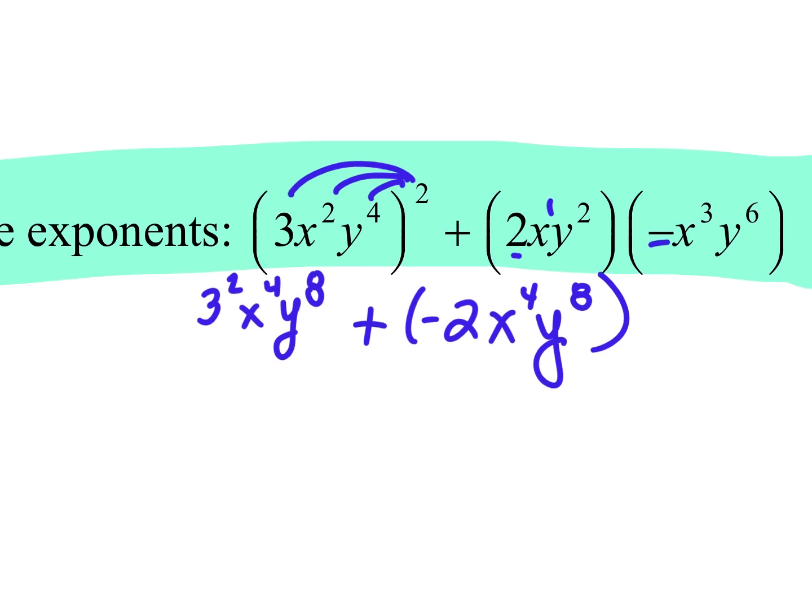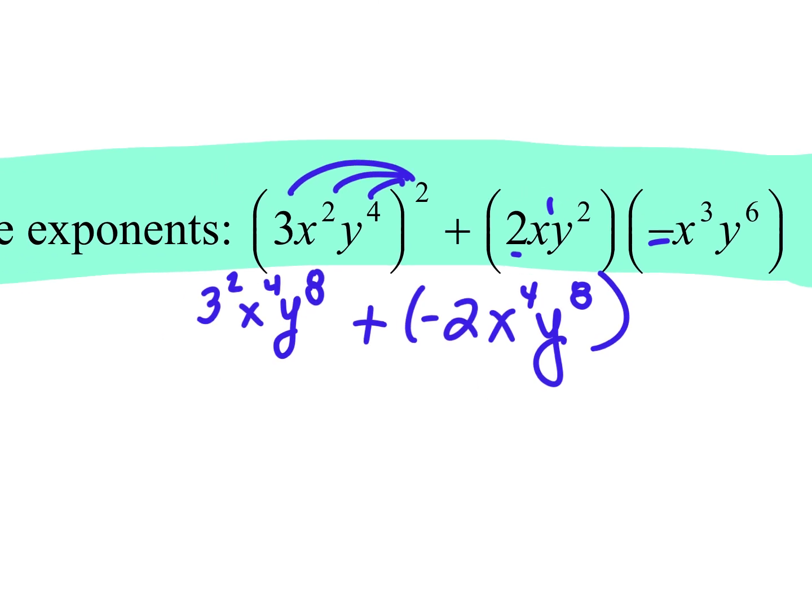Very good. Let's go ahead and simplify 3 squared. 9. Can I add these 2 together? I have 9 x to the 4th y to the 8th minus 2 x to the 4th y to the 8th. So what's 9 minus 2? 7. And what do my variables look like? What do they say? X to the 4th, y to the 8th. We only add exponents when we're multiplying. When you're adding and subtracting, they stay the same.